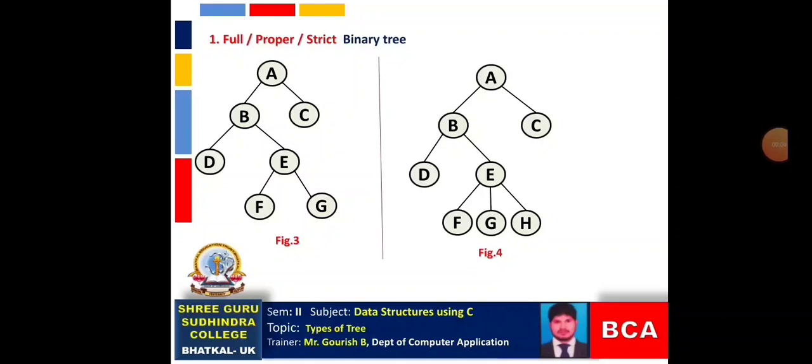What about figure 4? Is it a full binary tree? No, it is not, because it is violating the condition of binary tree only at node E, right? You can see over here, node E is having 3 children, that is not acceptable in a binary tree. So that is the reason figure 4 is neither a full binary tree nor a binary tree. Fine, this is all about full, proper or strict binary tree.